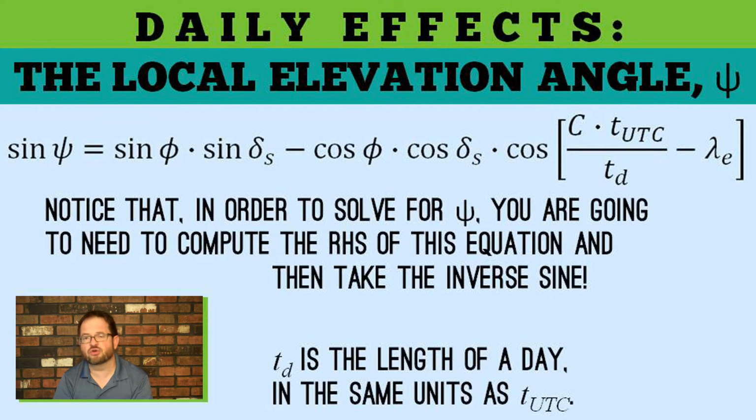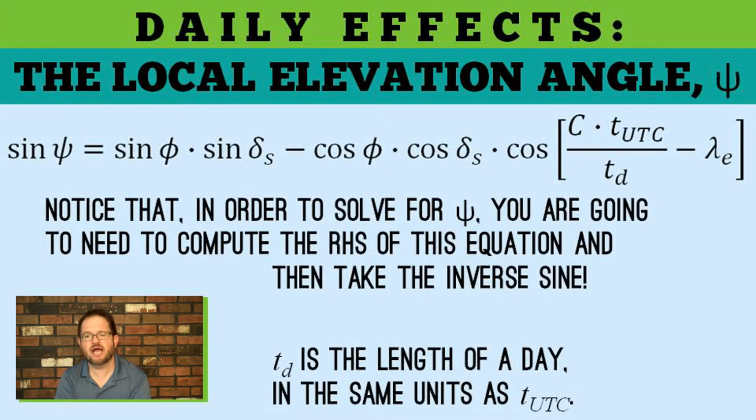Notice, though, your overall strategy here. If we're trying to solve for psi, and psi is all by itself on the left-hand side but inside of a sine, what we're going to have to do is solve for the right-hand side of this equation, and then take the inverse sine of that in order to solve for psi. This TD here is a symbol that we hadn't seen before. That's going to be the length of a day, and it's going to be in the same units you're using for your time in UTC.